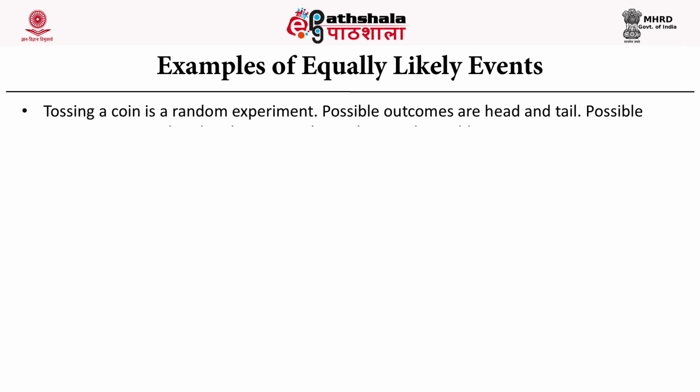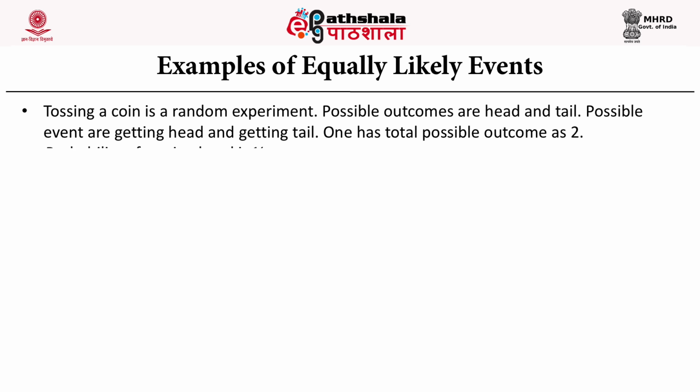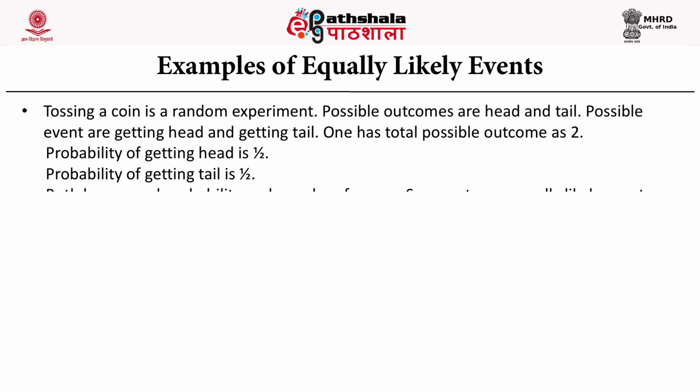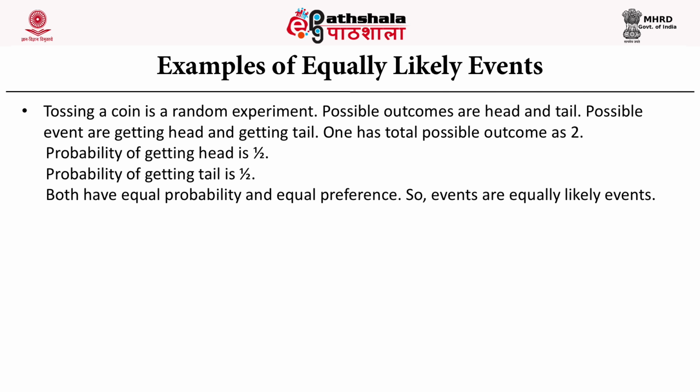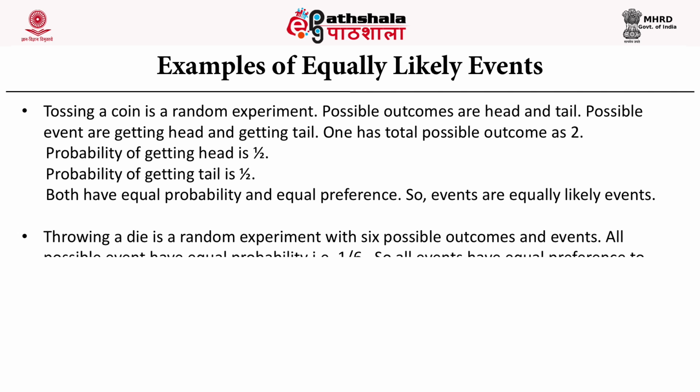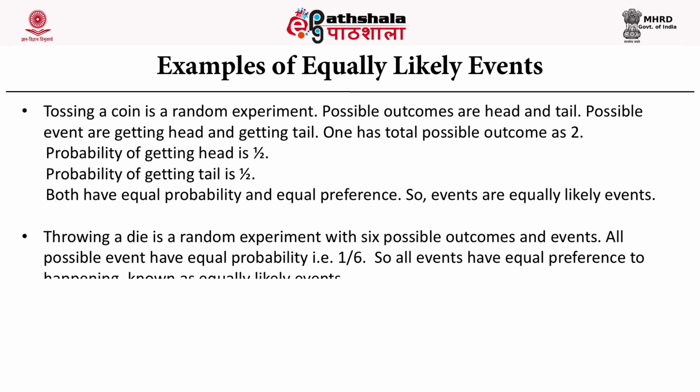There are a few examples of equally likely events. These are: tossing a coin is a random experiment. Possible outcomes are head and tail. Possible events are getting head and getting tail. One has total possible outcomes of 2. Probability of getting head is 1 by 2 and probability of getting tail is half. Both have equal probability and equal preference, so these events are equally likely events. Throwing a dice is a random experiment with 6 possible outcomes and events. All possible events have equal probability, that is 1 by 6. So all events have equal preference to happen, and they are known as equally likely events.